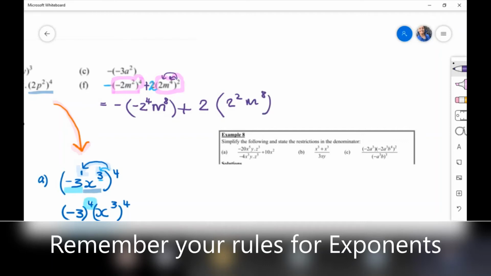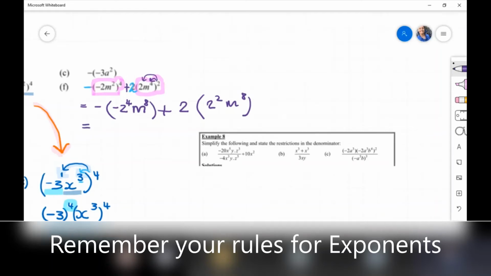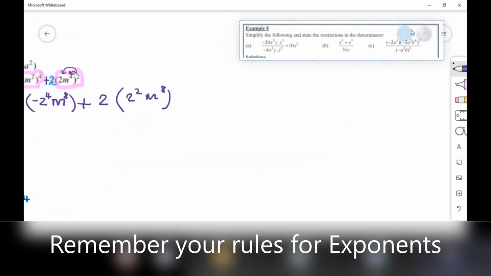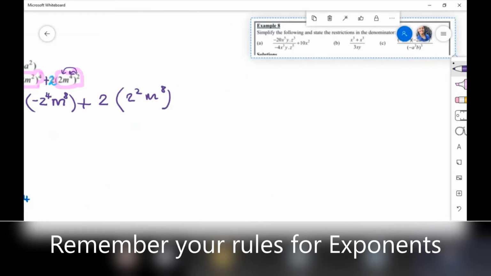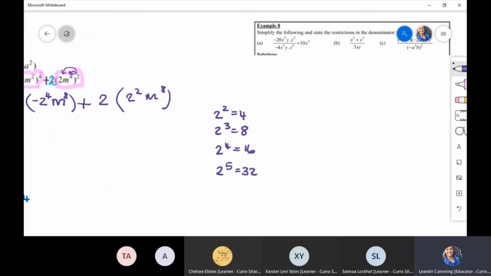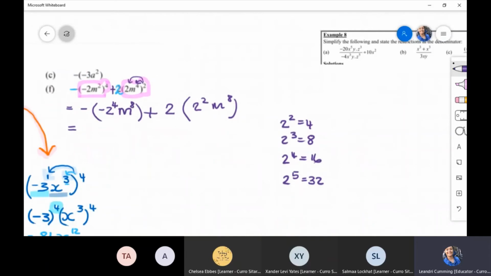Right. And now let's quickly jot down our rules again if we've forgotten them. 2 to the power of 4 is not 2 times 8. 2 to the power of 2 is 4. 2 to the power of 3 is 8. 2 to the power of 4 is 16. 2 to the power of 5 is 32. And I apply my rule here. I have a negative 2 to the power of 4. Right, which then leaves me with keep that negative outside your bracket and first sort out negative 2 to the power of 4.